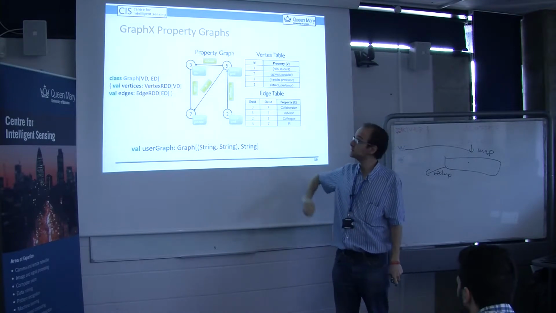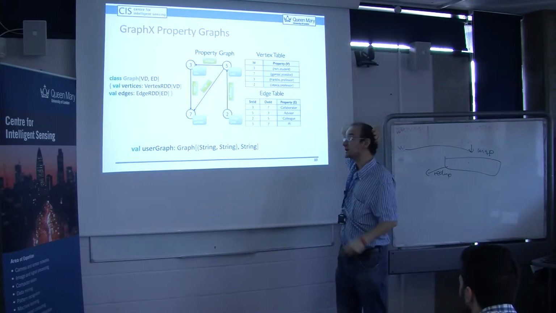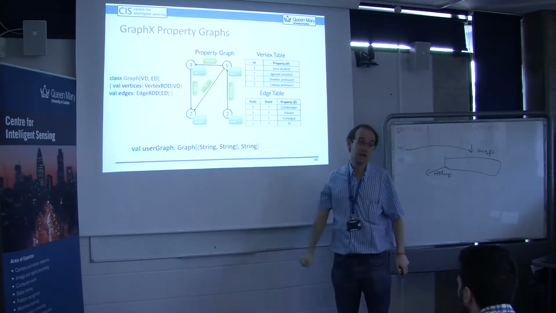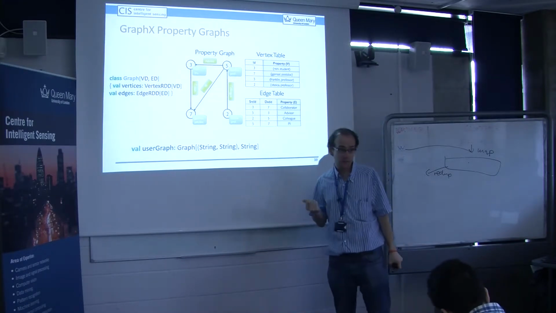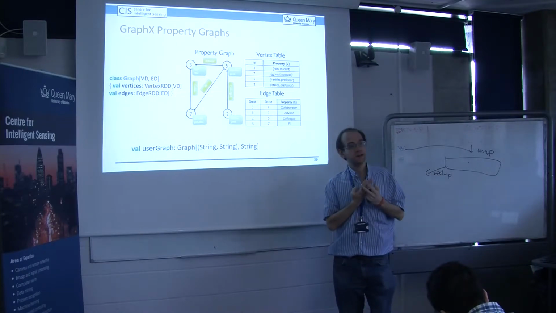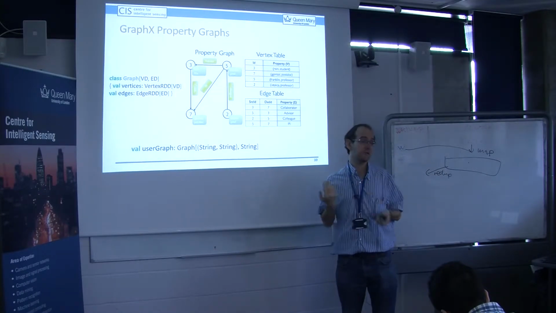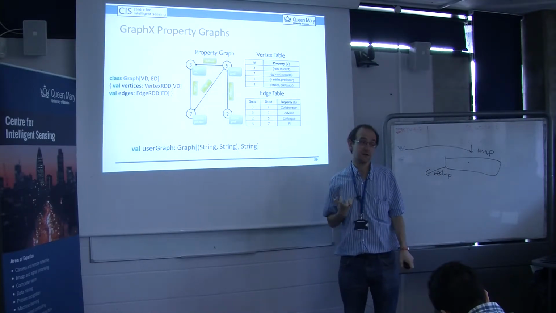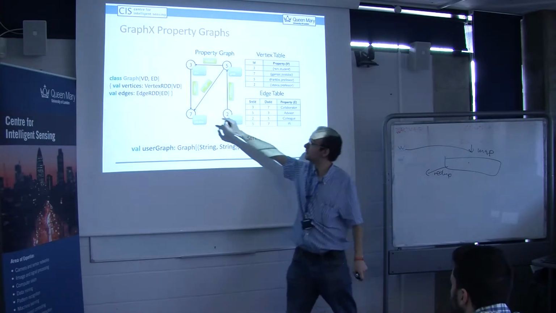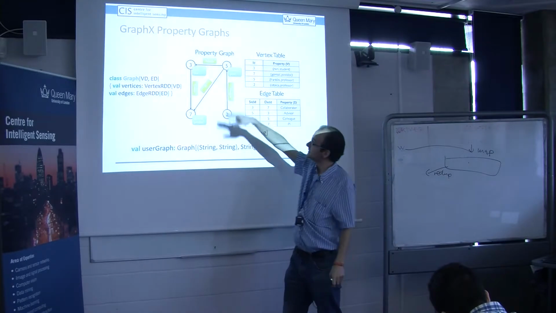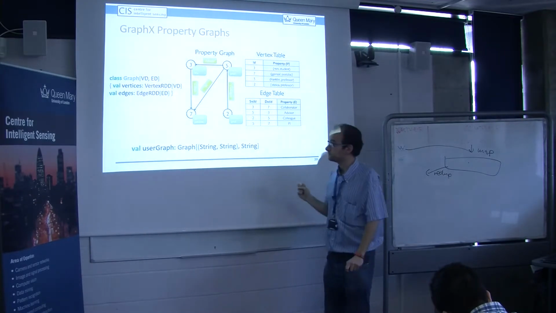Well, what GraphX defines is what is known as a property graph. And as a property graph, we are going to be storing basically three types of information. First, we are going to be storing the structure of the graph. What are the nodes of the graph? What are the actual edges of the graph?